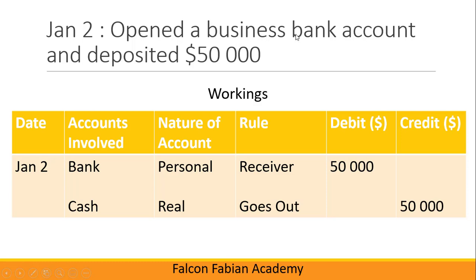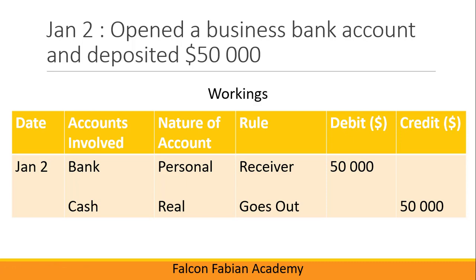Opened a business bank account and deposited 50,000 in the business bank account. So which are the two accounts involved over here? The two accounts involved over here are bank, because where is this money going? The money is going in the business bank account. And this is cash which is going into the business bank account. So the second account is cash. So the two accounts involved over here are bank and cash. Cash is being deposited in the business bank account.